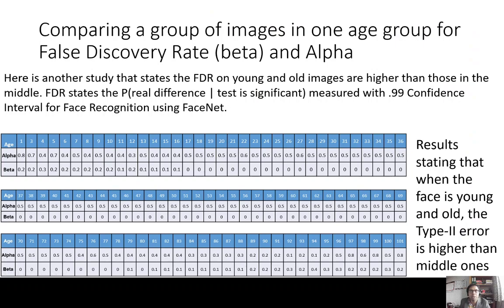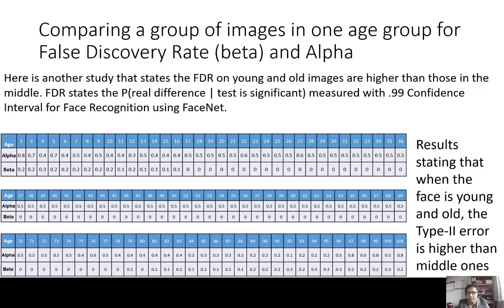So here is comparing groups of images in one age group for false discovery rate and alpha, beta and alpha. So here is another study that indicates that FDR on young and old images are higher than those in the middle. FDR states the probability of real difference given the test is significant, measured with 0.99 confidence interval for face recognition using FaceNet. These are tables.